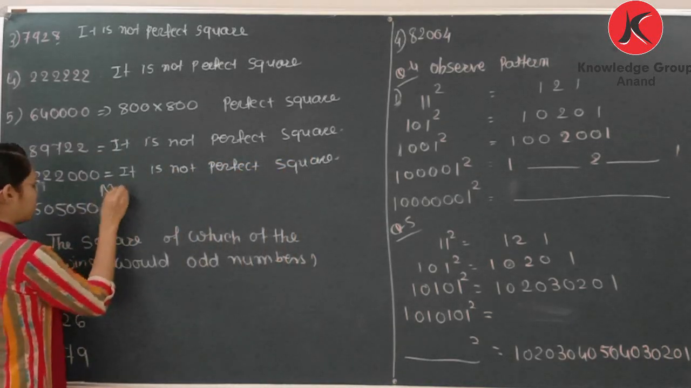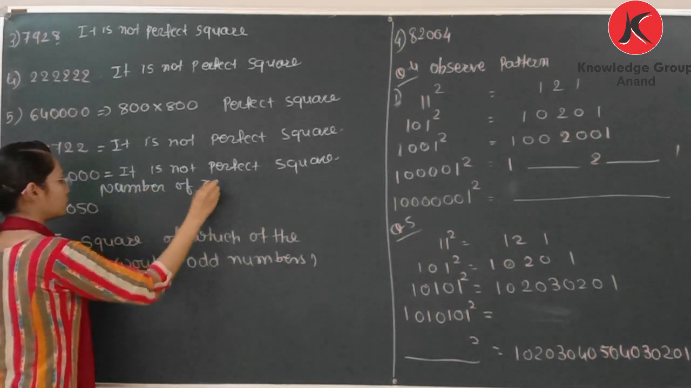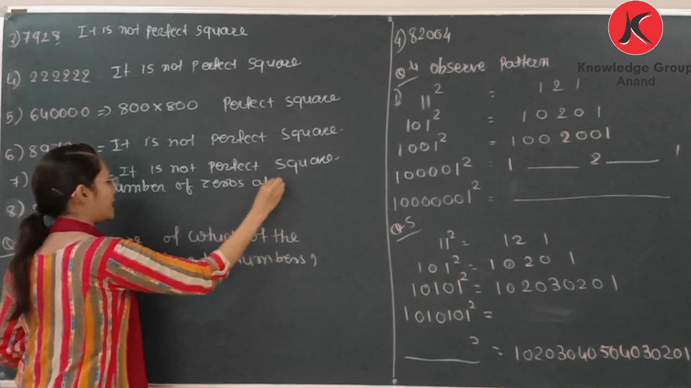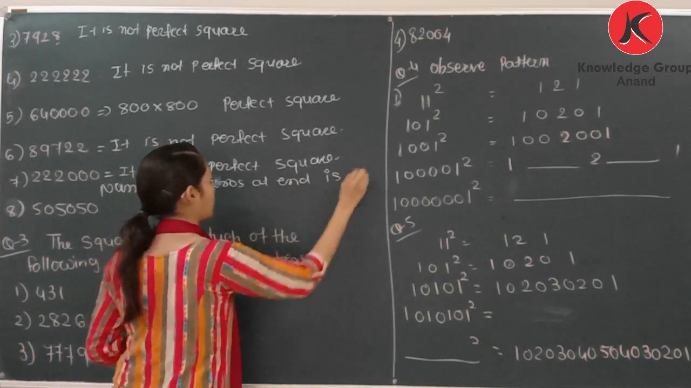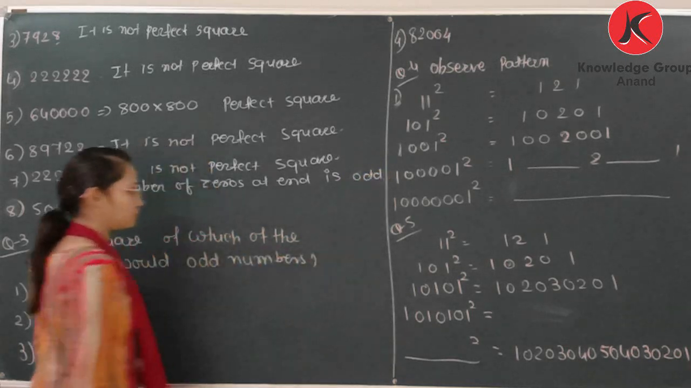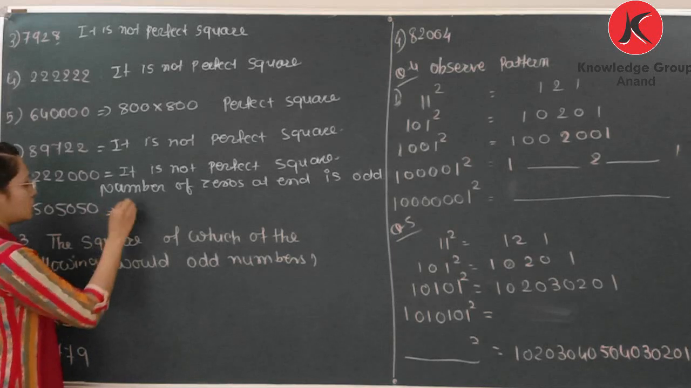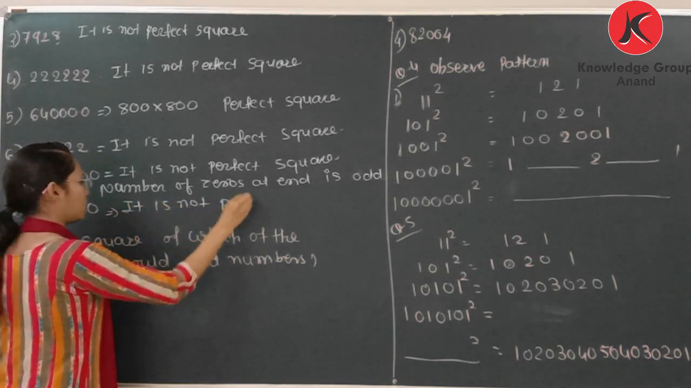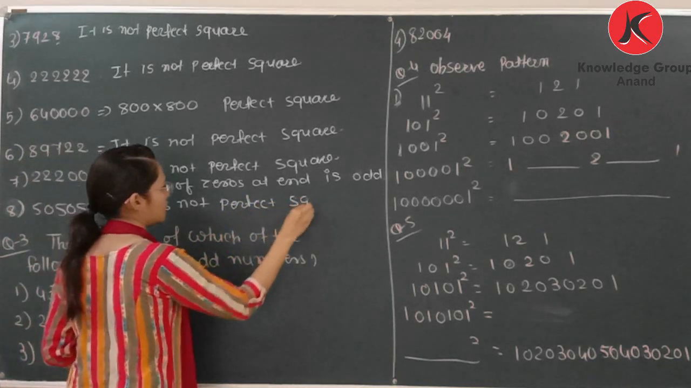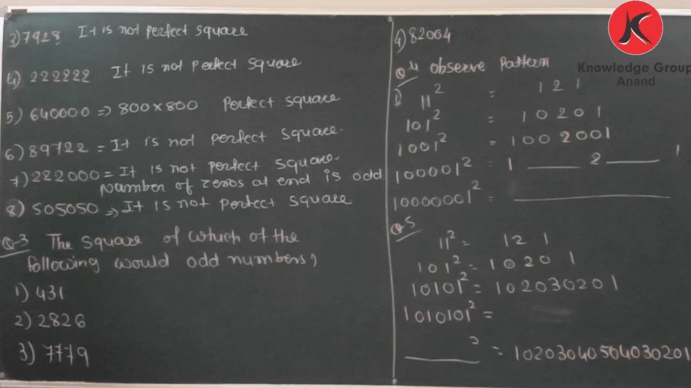Because the number of zeros at the end is odd. Now next one, again the number of zeros is odd. It is not a perfect square. Reason is same as the previous one. The number of zeros at the end is odd.